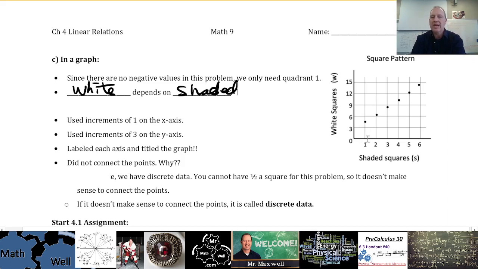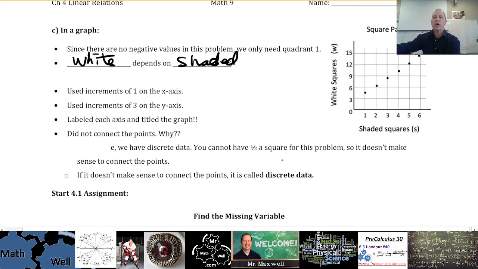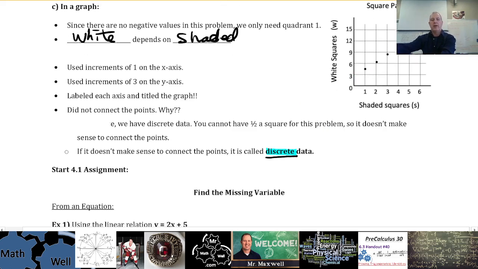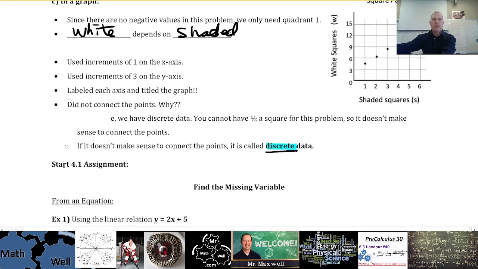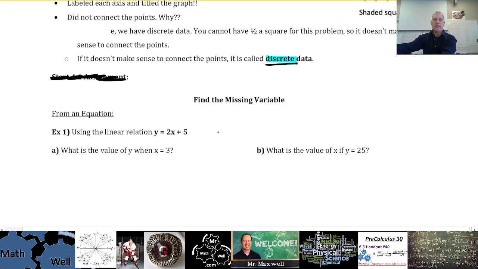So how many shaded squares? We can't have 1.79 shaded squares, right? It's only 1 shaded square, and then it jumps to 2, and then it jumps to 3, and then it jumps to 4. So we would not connect the points. Even though this is linear, the dots seem to line up. It's a linear relation, but we would not connect the dots on the graph. And that's because we call this discrete data. Discrete means separate, okay? So these points are not connected. We're going to keep going with this lesson here.